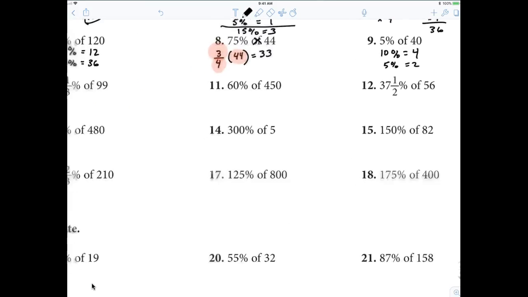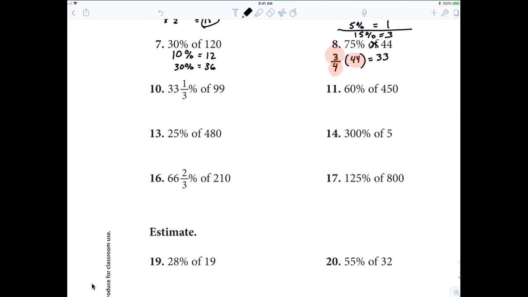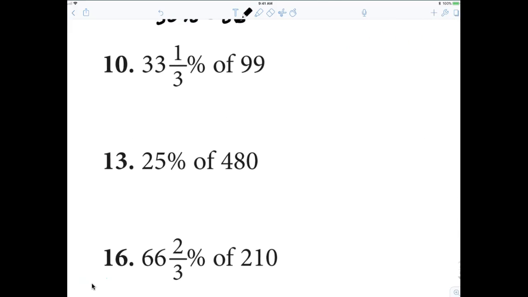All right, here we go. I don't care about the calculator. I didn't show you how to use the calculator yet. Okay, now, how did I know that 33 1/3% of 99 is 33? Oh, 33 1/3% is the same as what fraction? It is the same as 1/3. Yes, it is. Brilliant. 33 1/3% is the same as 1/3.